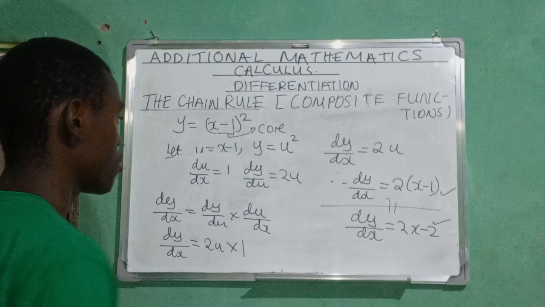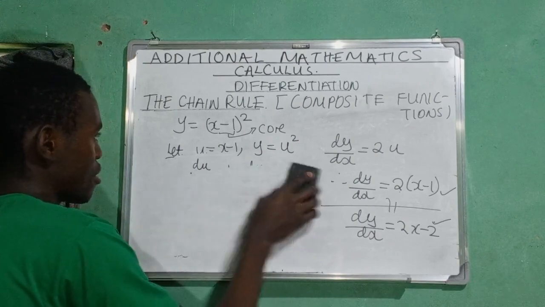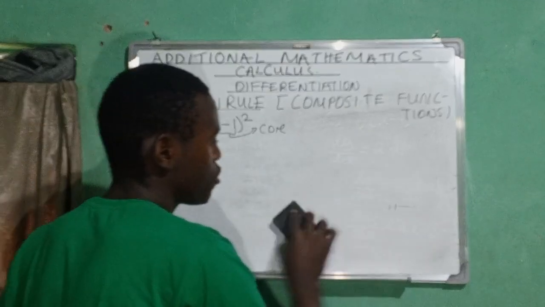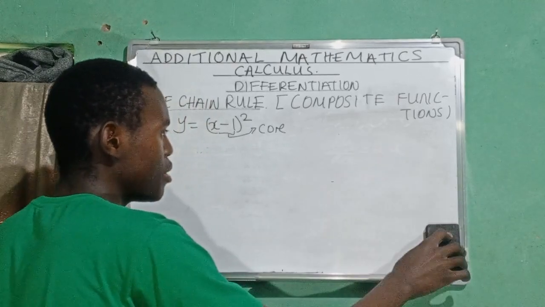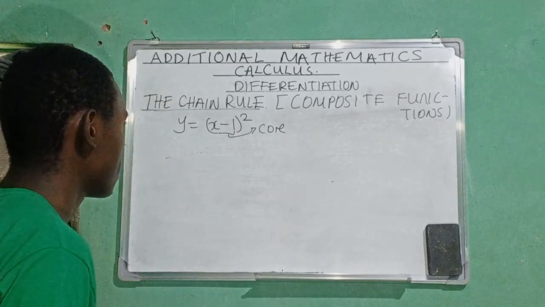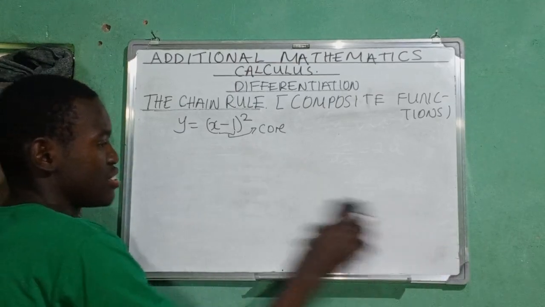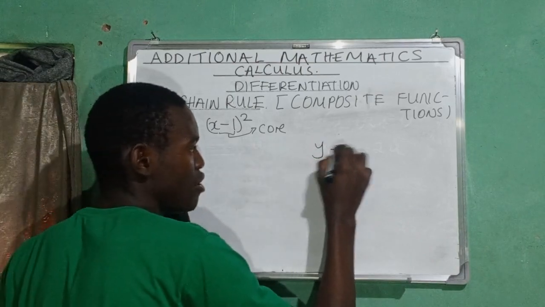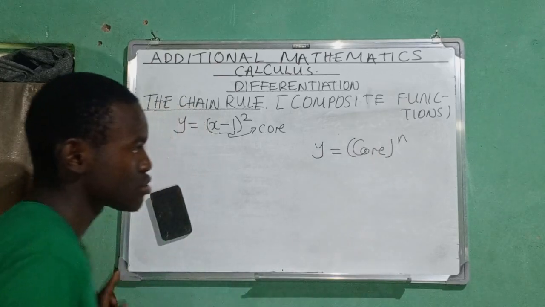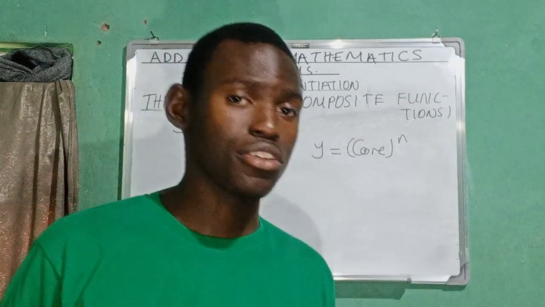Okay, so that's not the end of the video. There is something else. For this something else, I want you to follow me very carefully. You can have this particular function like that. So we are saying y is equal to the core raised to the power n. What I'm going to write is going to be very confusing, so I want you to follow.